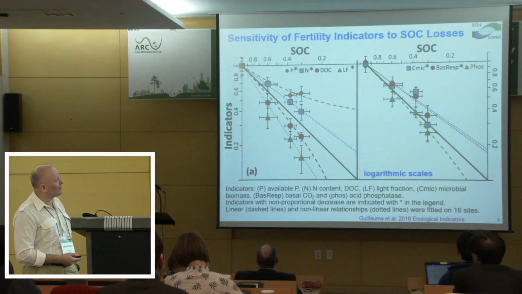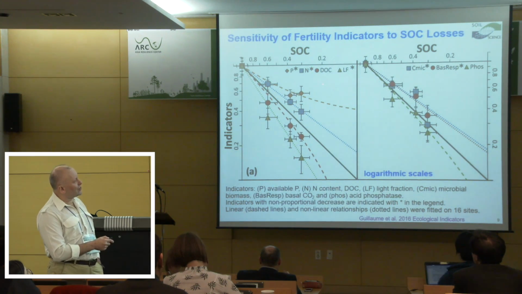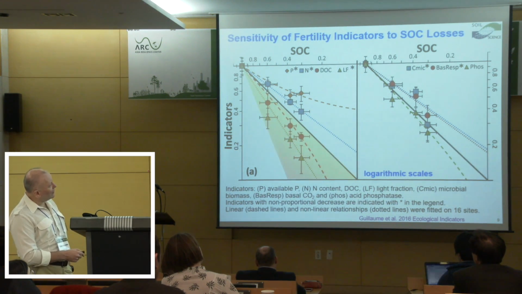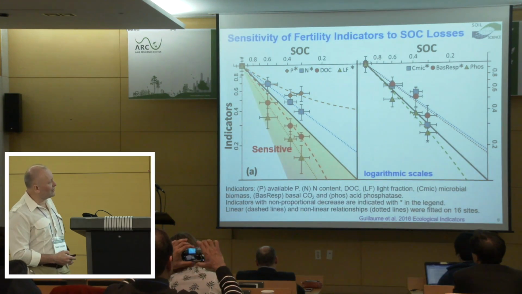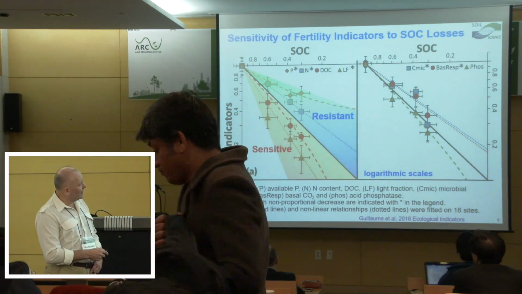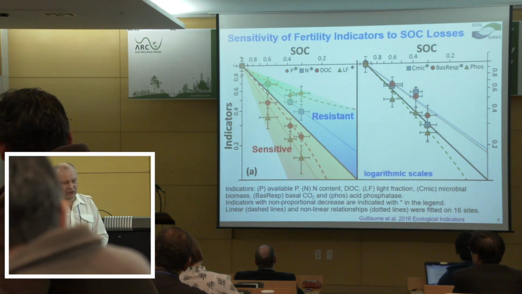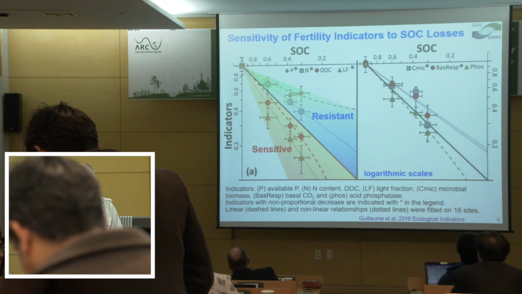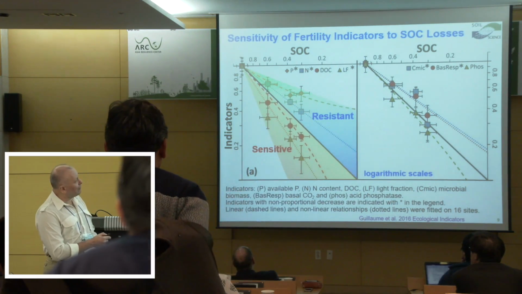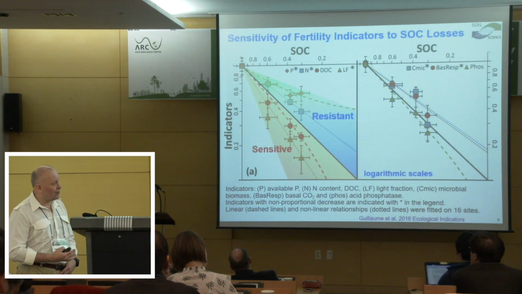Let us look now a little bit at the real data. Again, this is soil organic carbon. And these are various indicators: phosphorus content, nitrogen content, dissolved organic carbon, light fraction of organic carbon. And if you look, these are the sensitive indicators, and these are the resistant. Dissolved organic carbon and light fractions are especially sensitive. Correspondingly, if we are looking for degradation, we can recognize early degradation based on these parameters. The other parameters, for example nitrogen or phosphorus content, are resistant, probably in this case because of fertilization by the farmers.